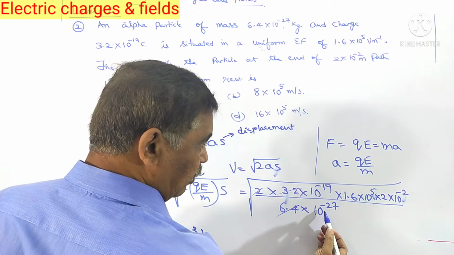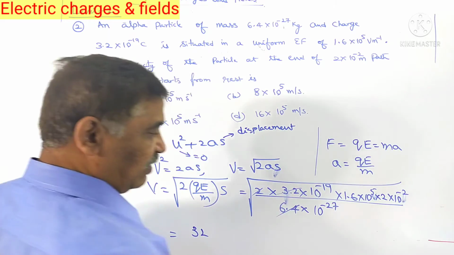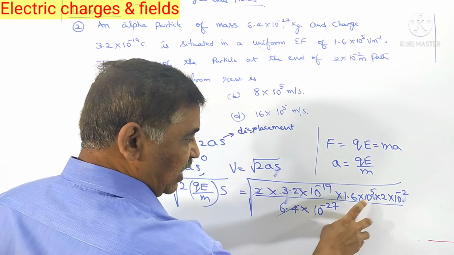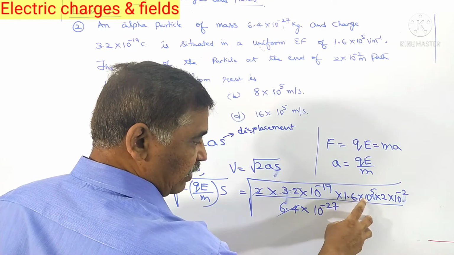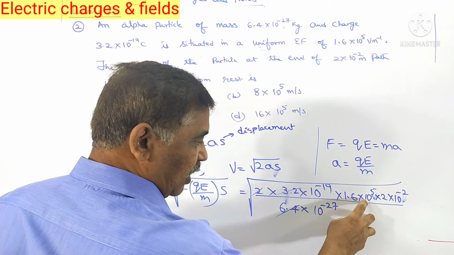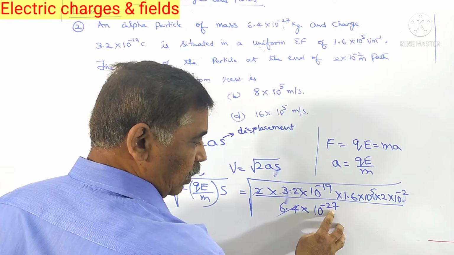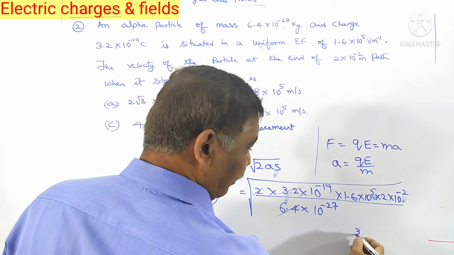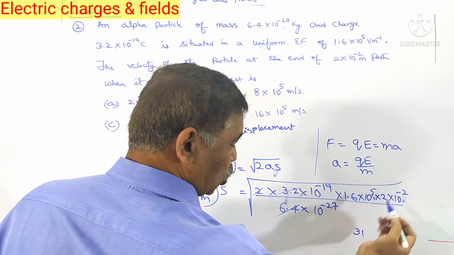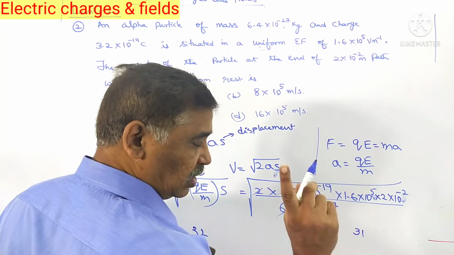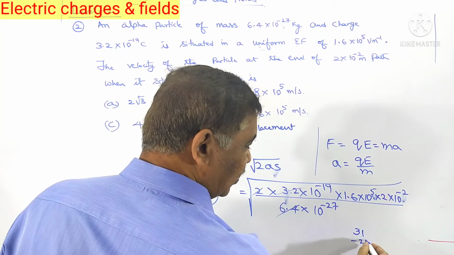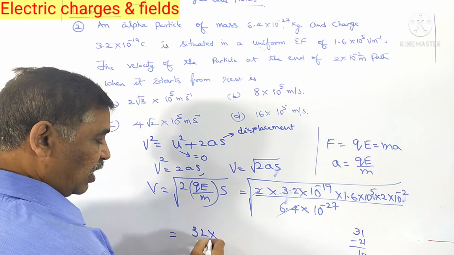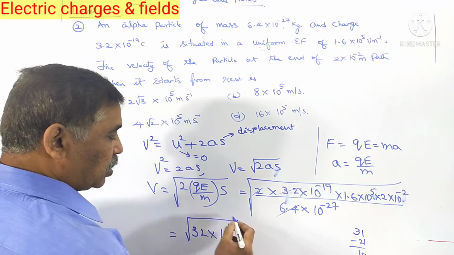So this is 32. Now bring the 10 power minus 27 to the numerator, that becomes 10 power 27. Here we have 10 power 4 now, since we already borrowed 10 from here. 4 plus 27 is 31. Now we have minus 19 minus 2, that is 10 power minus 19 and 10 power minus 2, which becomes 10 power minus 21. So 31 minus 21 gives us 10. 32 into 10 power 10, everything under the square root.